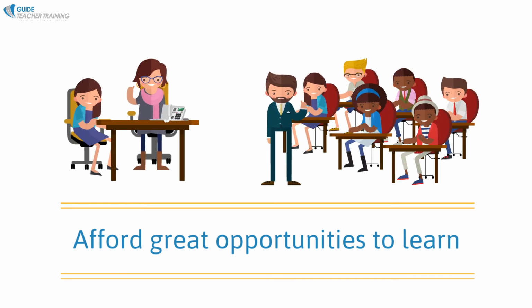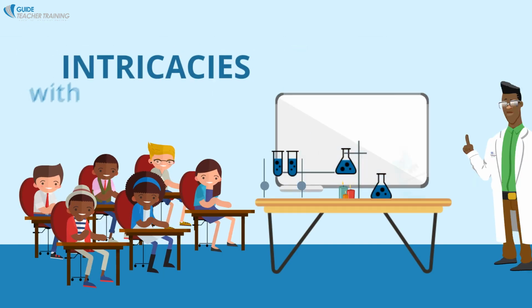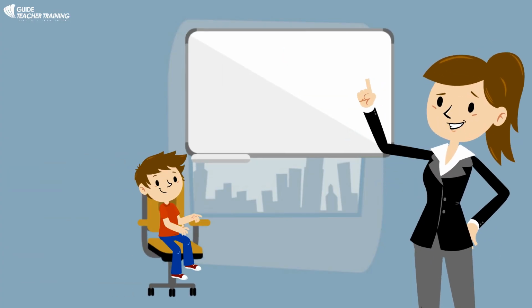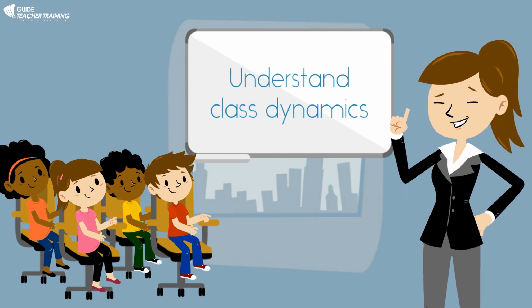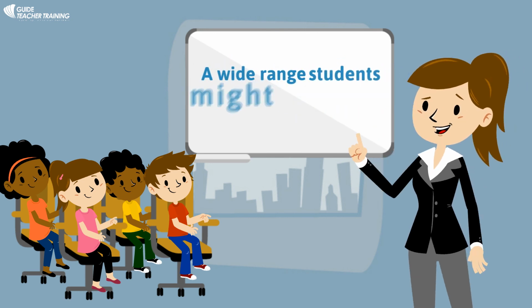If you have spent a lot of time doing one-to-one, ask if you can get more whole class time as well. The one-to-one is excellent in helping you learn by working out what exactly the intricacies with the student are and how to build close relationships. But working across the class also helps you understand class dynamics a bit better, and also helps you to develop your instincts for what a wide range of students might do in different situations.